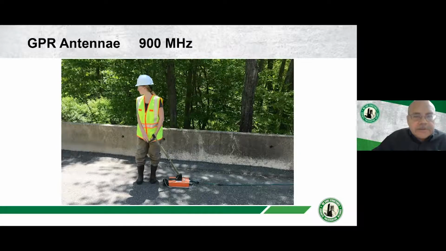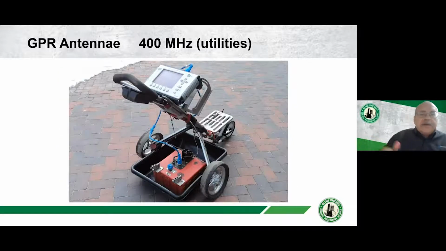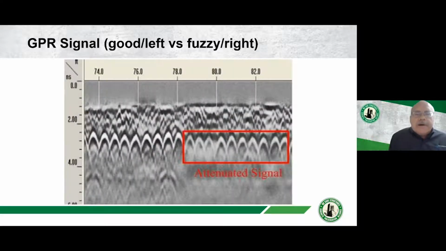So the 900 is kind of the middle frequency range. Now that orange unit gets even bigger with a 400 megahertz antenna. And as I said before, that's very popular for taking utility locations. More than just a paint on the sidewalk, we can go on private property, we can give you the depth of the utilities, low frequency utility location.